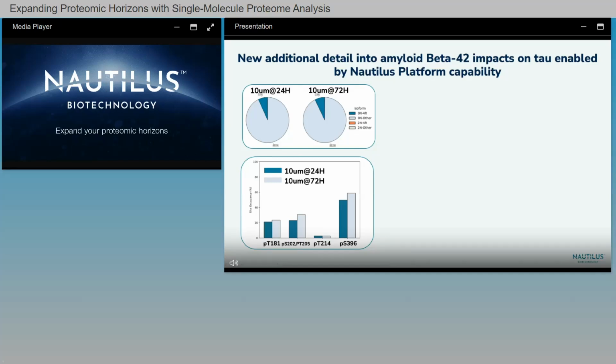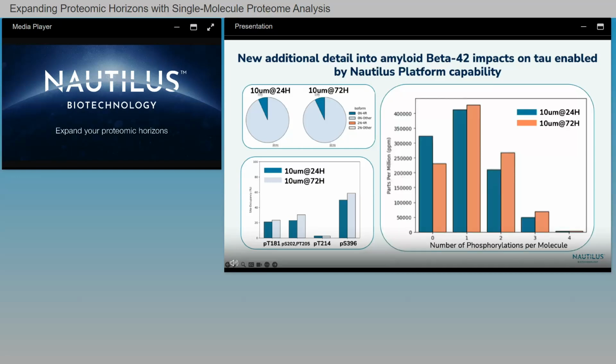Now, where this gets really exciting is looking at how there are multiple modifications per molecule. This is a measurement that simply cannot be done in other ways. And one can see a potential shift to the right in terms of an increase in the prevalence of multiply modified species, particularly double and triply modified tau molecules.